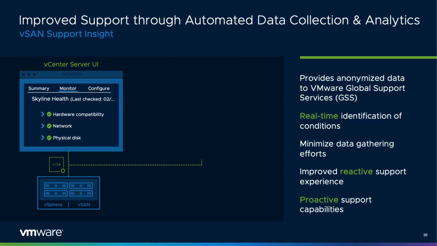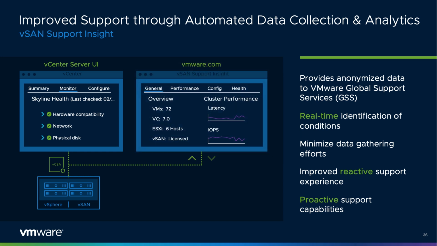vSAN Support Insight enables an improved customer support experience by proactively providing VMware Global Support Services with data about a customer's vSAN and vSphere environment. This data is anonymized and then uploaded to VMware's Analytics Cloud, where it's processed and converted to useful information, such as configuration specifics, performance, and health status. GSS can get to the troubleshooting effort faster when less time is spent on gathering the data. What does this mean for a vSAN customer? Faster time to resolution, and a direct way to help improve the product experience.